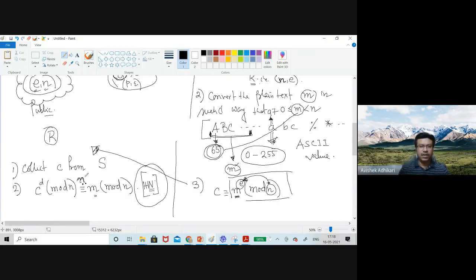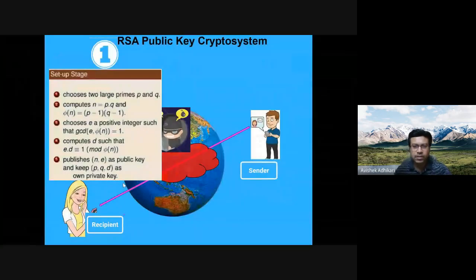In my last class, I talked about Euler's theorem and Fermat's little theorem, and those will be used to prove this result. Okay. So till now, any question? If you have, please don't hesitate.